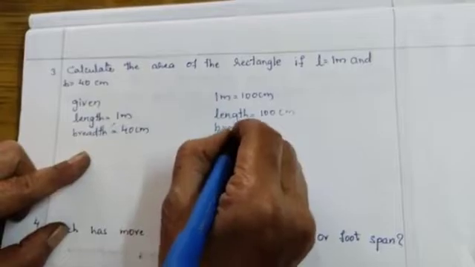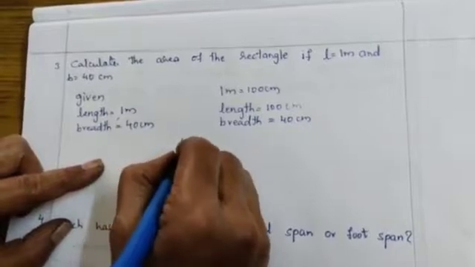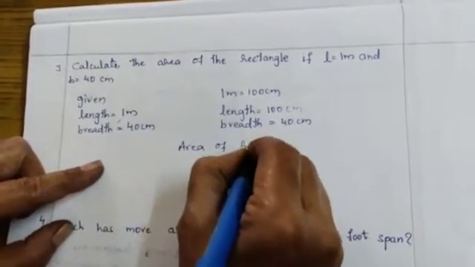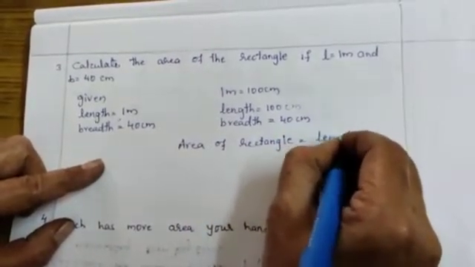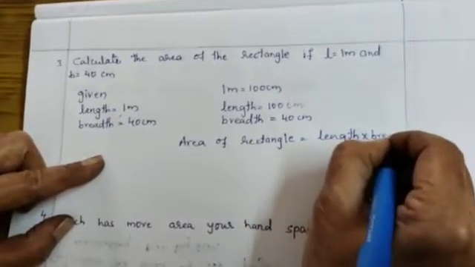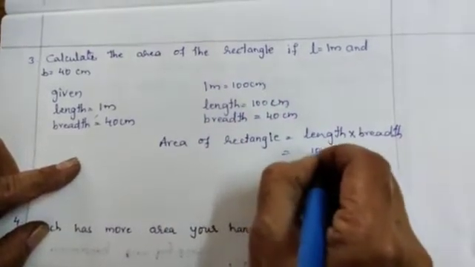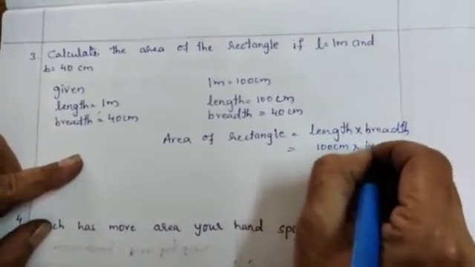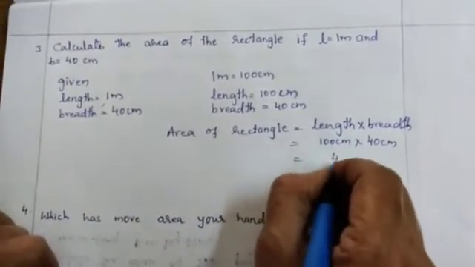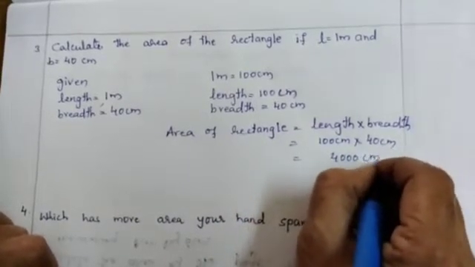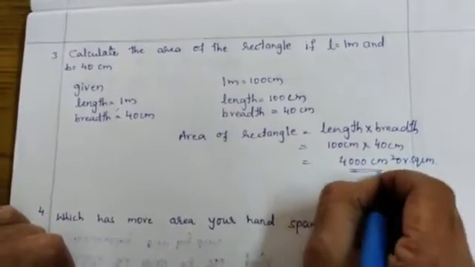and breadth is equal to 40 centimeter. Now area of rectangle is equal to length into breadth. So length is 100 centimeter, breadth is 40 centimeter. So 100 into 40 is 4000 square centimeter is the answer.